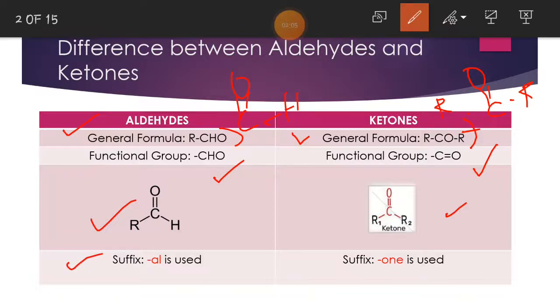In the aldehydes, the suffix al is used. In the ketones, the suffix one is used. So if you're asked to differentiate between aldehydes and ketones, then you will write these points. And with these points, you may also draw the structure of some aldehydes or ketones as examples along with their names. It would give a good impression to the examiner that you know well enough about the differences between the aldehydes and the ketones.